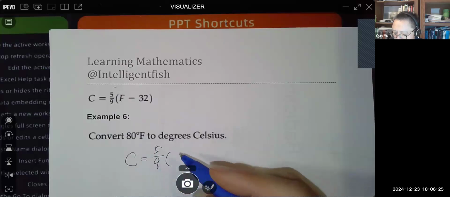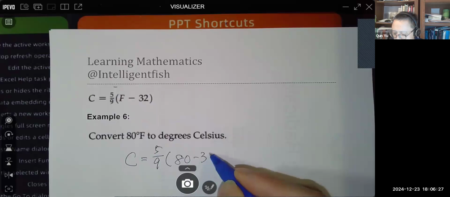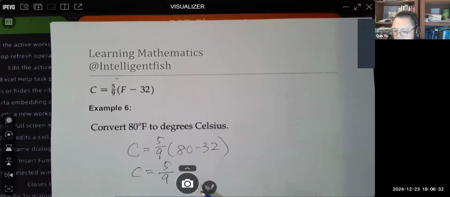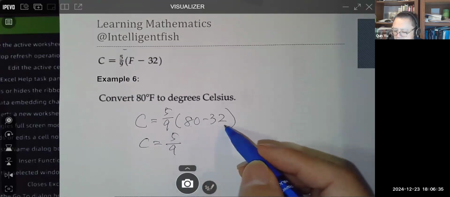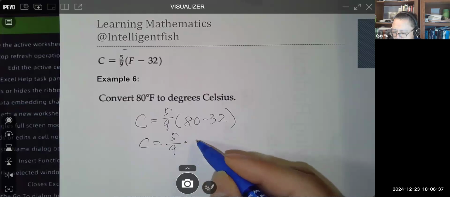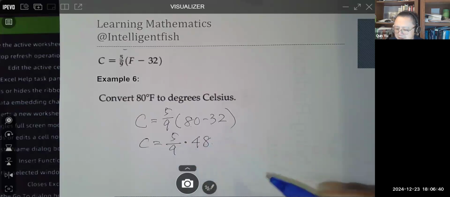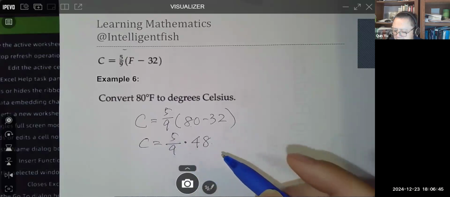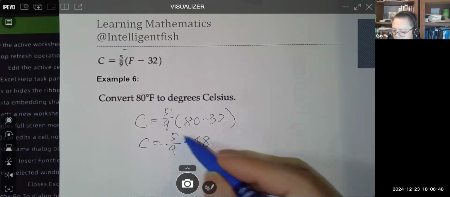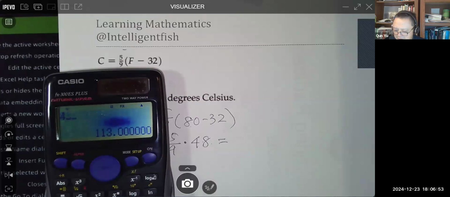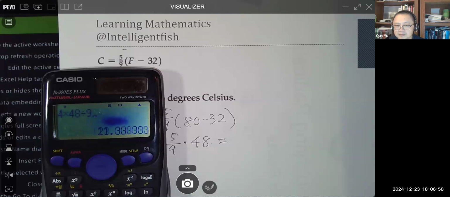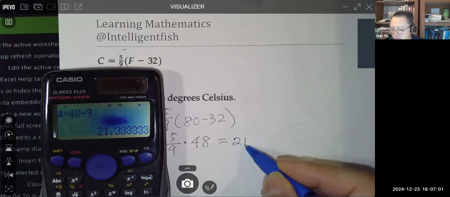It's inside parentheses, replaced by 80. So we do the operations inside the parentheses first. 80 minus 32, that's 48. Now this one cannot be simplified. Hold on. We don't have to simplify, we have a calculator, multiply and divide. 5 times 48 divided by 9. 21.33 degrees.